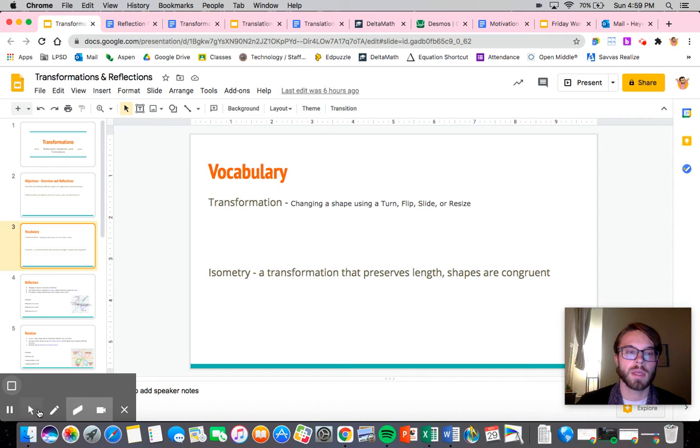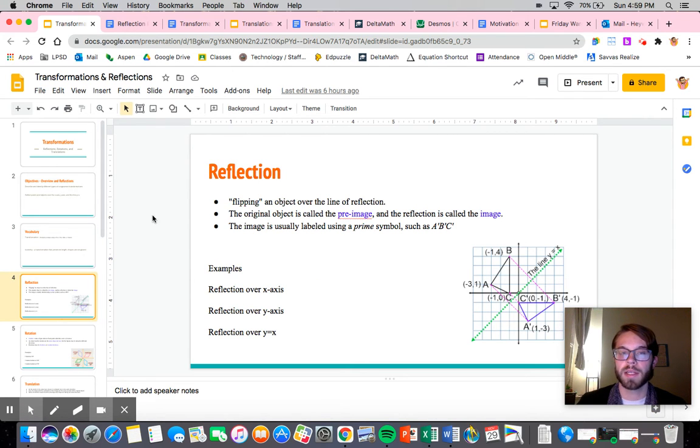All right. So let's specifically talk about the three that we are focusing on. Let's start with the reflection. So the reflections, those are the flipping, right? That is where you flip an image over a line of reflection. In this case, the line of reflection shown is the line y equals x, but we need to have some sort of line as a reference point. The ones we're going to be focusing on are the x-axis, the y-axis, and the line y equals x. This is the line y equals x, the diagonal one going right through them.